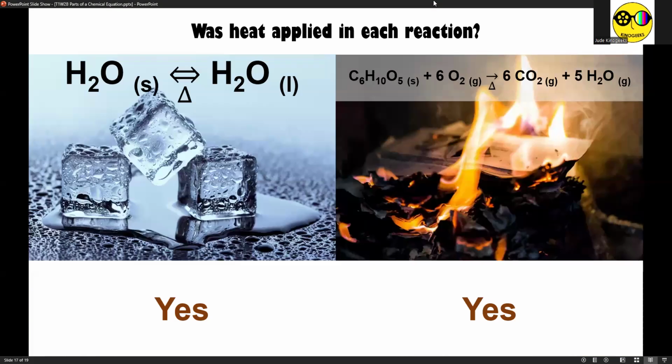Okay, and those are the parts of the chemical equation. So one, you have the arrow, two, reactants, three, products, four, coefficients, five, catalysts, six, states of matter, and seven, you have heat applied, or simply heat.